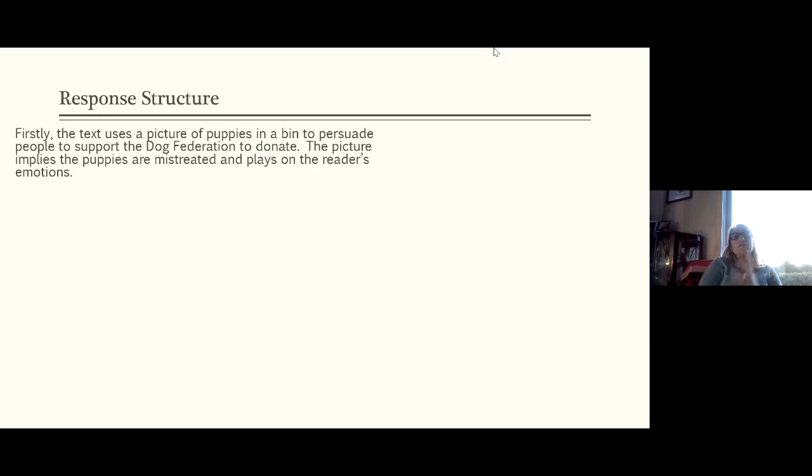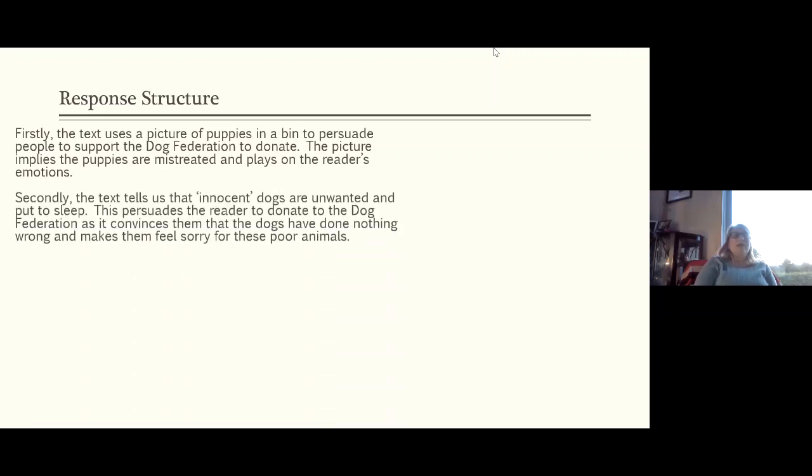OK, so first, the text uses a picture of puppies in a bin to persuade people to support the Dog Federation to donate. The picture implies the puppies are mistreated and plays on the reader's emotions. Secondly, the text tells us that innocent dogs are unwanted and put to sleep. This persuades the reader to donate to the Dog Federation as it convinces them that the dogs have done nothing wrong and makes them feel sorry for these poor animals.